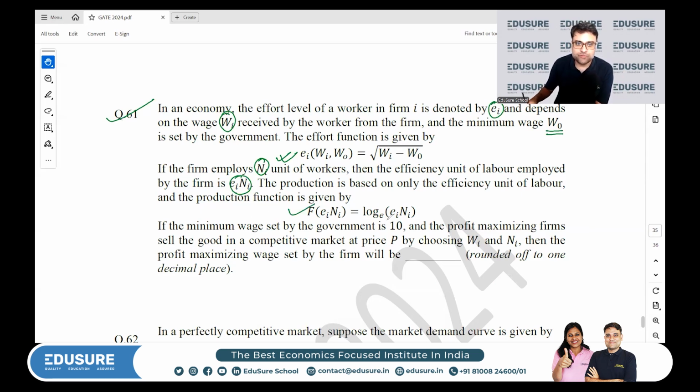If the minimum wage set by the government is 10 and the profit maximizing firms sell the good in a competitive market at a price P, and the firm is basically choosing the wage rate and the number of workers to be employed, then the profit maximizing wage set by the firm will be what? Let's go on the whiteboard and put all this information on the board.